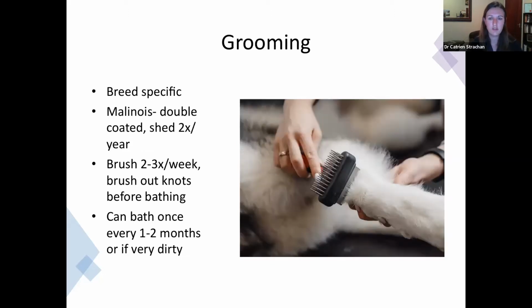All right, grooming. So this is quite breed specific. Fortunately, you guys aren't working with little Maltese poodles or Yorkshire Terriers. I believe you guys have Malinois dogs that you work with. So they have what we call a double coat, so they shed their coats about twice a year. For them, grooming, a brush about 2 or 3 times a week should really be sufficient. One can also try and brush out any knots before you bath them, but they also don't need to be bathed excessively. I would say probably once every 1 to 2 months, or if they've become very dirty.